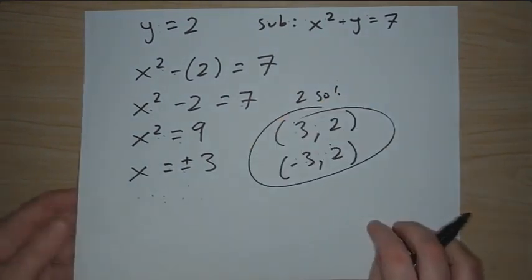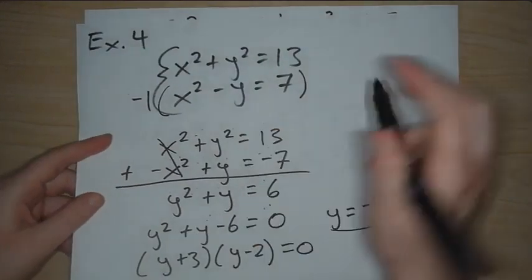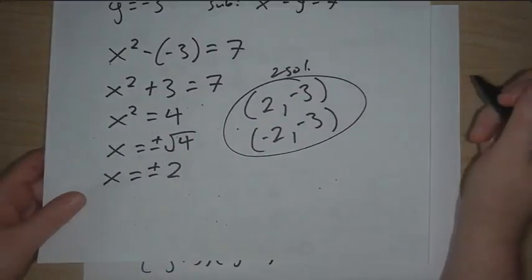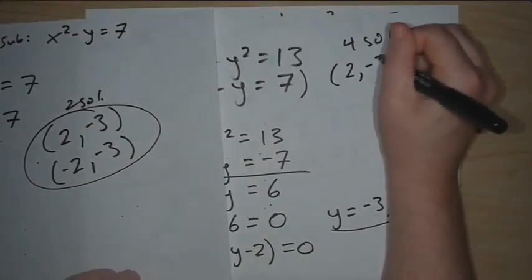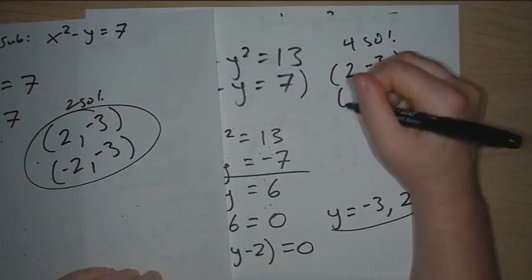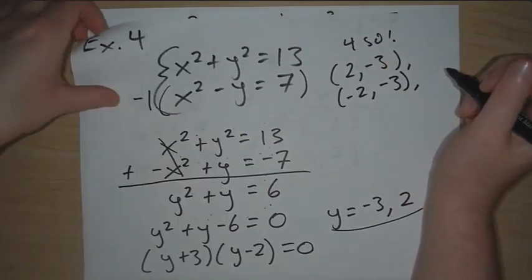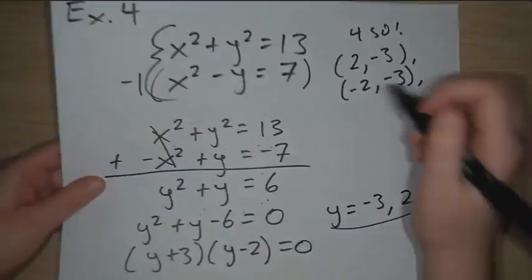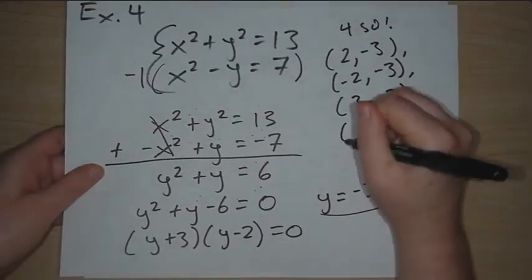So altogether, for this system, we have 4 solutions. When y is -3, we had 2, -3, and -2, -3. And then, when y is 2, we had 3, 2, and -3, 2.